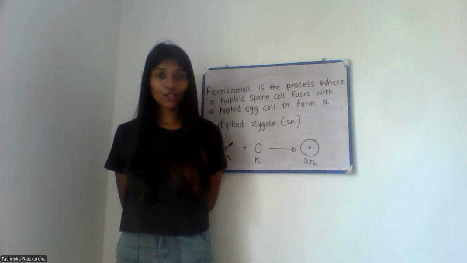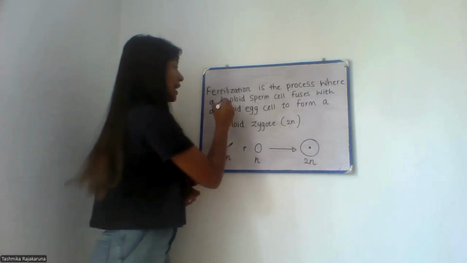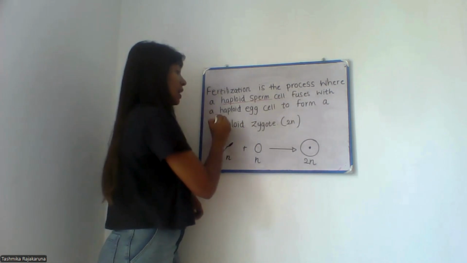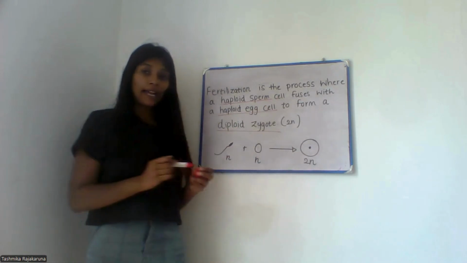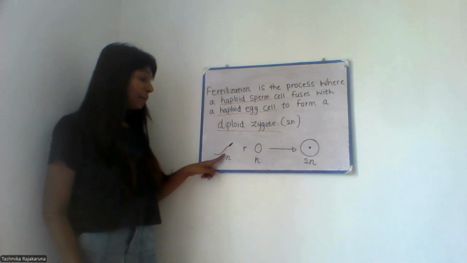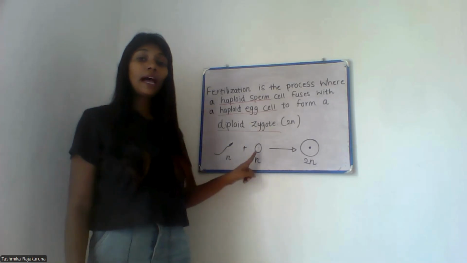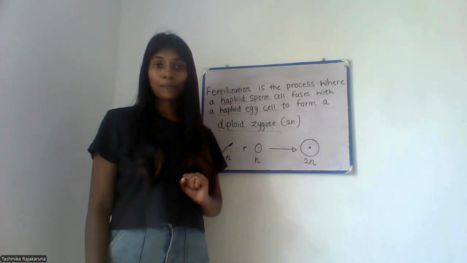Okay, let's begin with the lesson now. What is fertilization? Fertilization is the process where a haploid sperm cell fuses with a haploid egg cell to form a diploid zygote. So this is the haploid sperm cell. Haploid sperm cell fuses with the haploid egg cell and forms a diploid zygote.